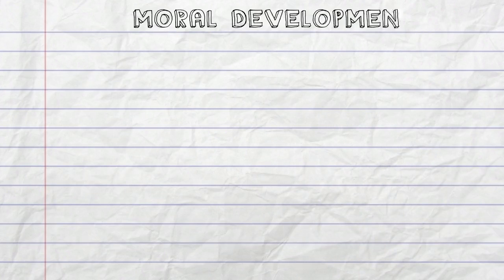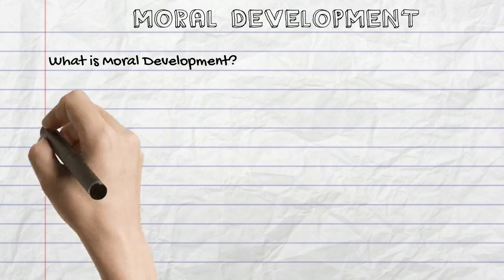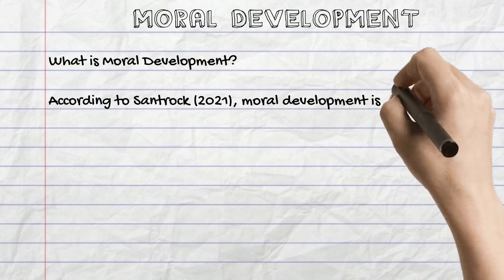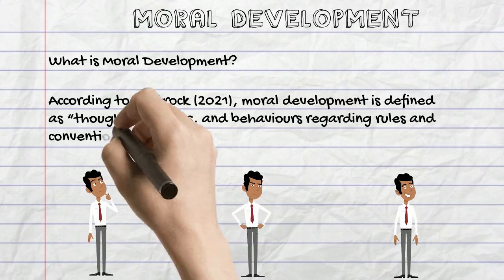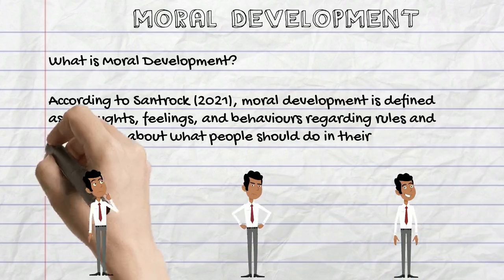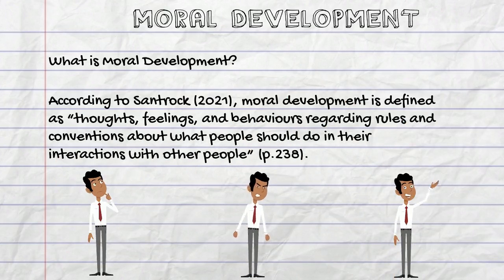Now that we have a basic understanding of morals, we must ask ourselves, what is moral development? According to Sandrock 2021, moral development is defined as thoughts, feelings, and behaviors regarding rules and conventions about what people should do in their interactions with other people. Why is moral development important? Moral development is important because individuals need to be able to expand their moral compass to learn to deal appropriately when interacting with individuals and society as a whole. It is essential to be able to learn valuable lessons from the experiences we undergo within our daily lives.